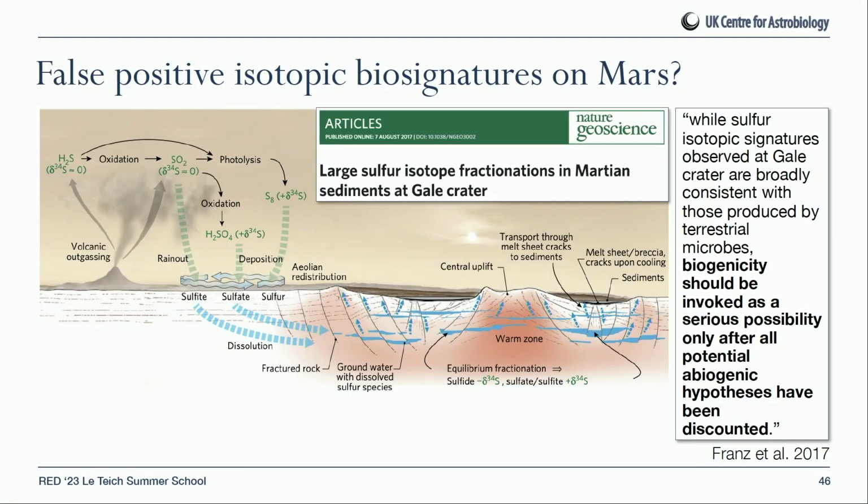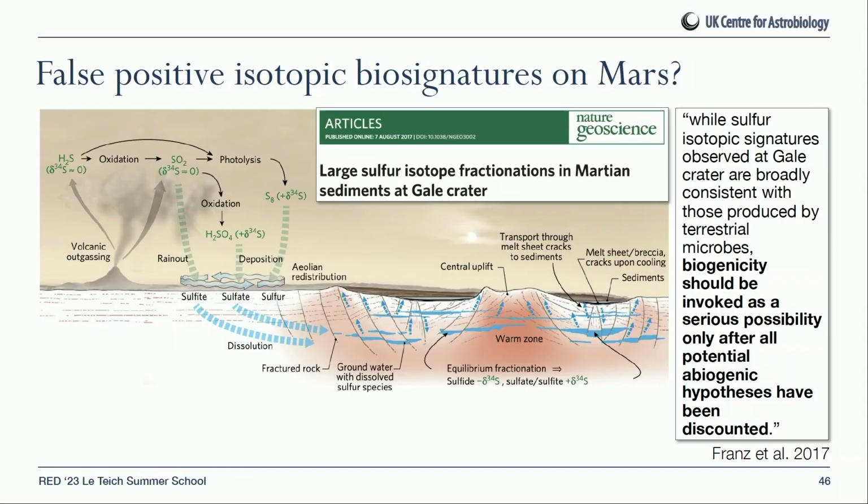Also, to give a few more examples of some recent work describing isotopic anomalies, in this case from Mars. Franz et al. 2017 reported very large sulfur isotope fractionations preserved by sulfate and sulfides in Martian sediments at Gale crater. So this was the Curiosity rover. They did pyrolysis and looked at the isotopic composition of the sulfur that comes out. And they found a spread of isotopic compositions in the sulfur that would be broadly consistent with those produced by terrestrial microbes. But in this case, they didn't jump to the conclusion that these were biological. Instead, they said biogenicity should be invoked as a serious possibility only after all potential abiotic hypotheses have been discounted.